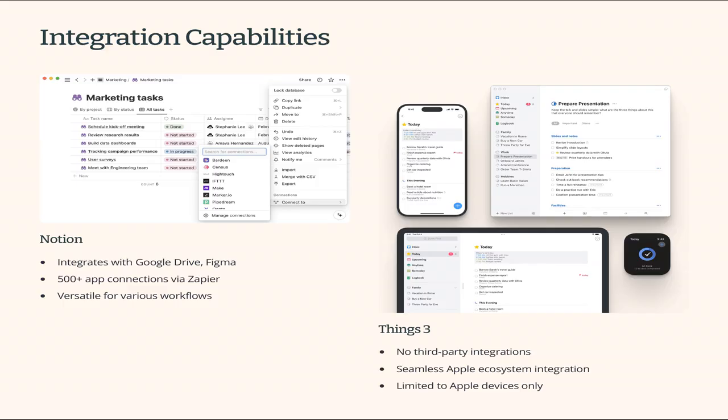Performance-wise, both apps are highly responsive and quick to load. Notion works well across multiple platforms, including web, desktop, and mobile. Things 3, while only available on Apple devices, is optimized for the Apple ecosystem and offers a seamless experience across all devices. Both perform excellently within their respective ecosystems.